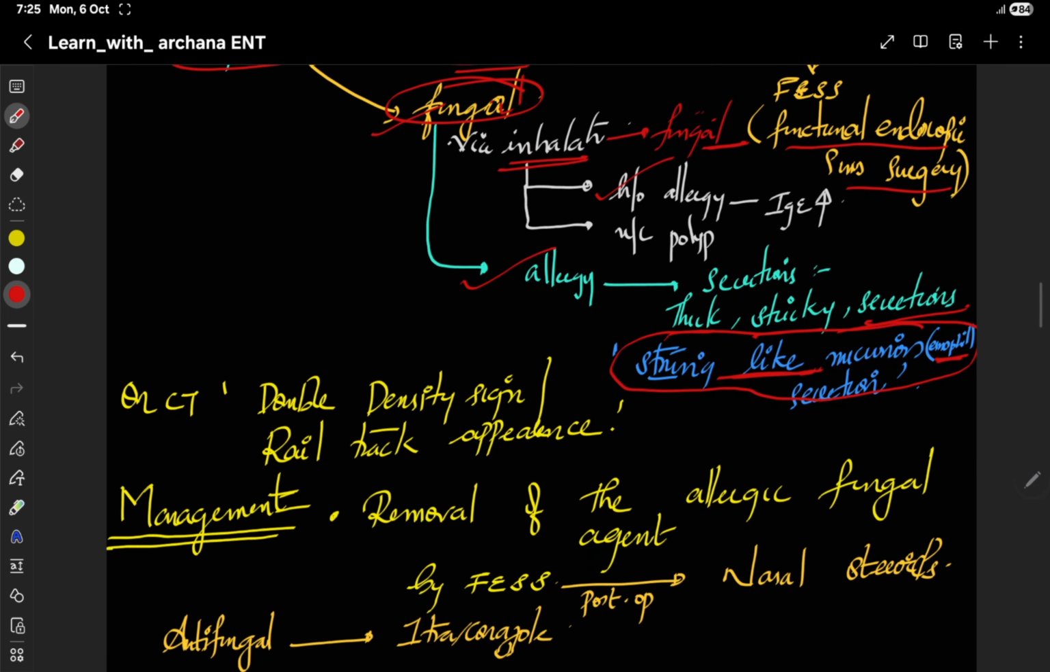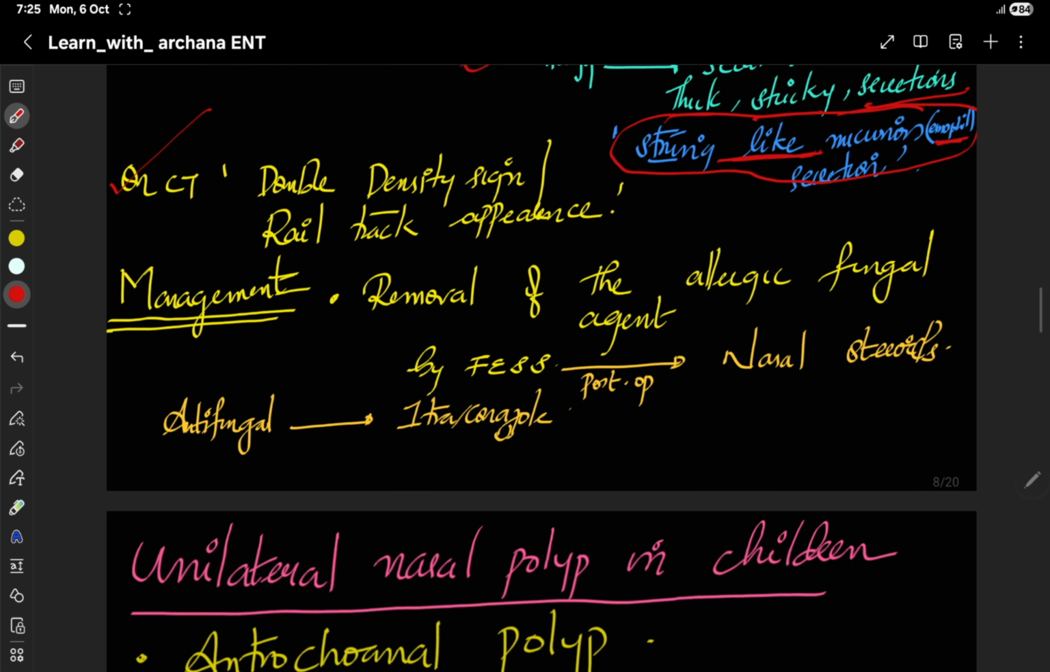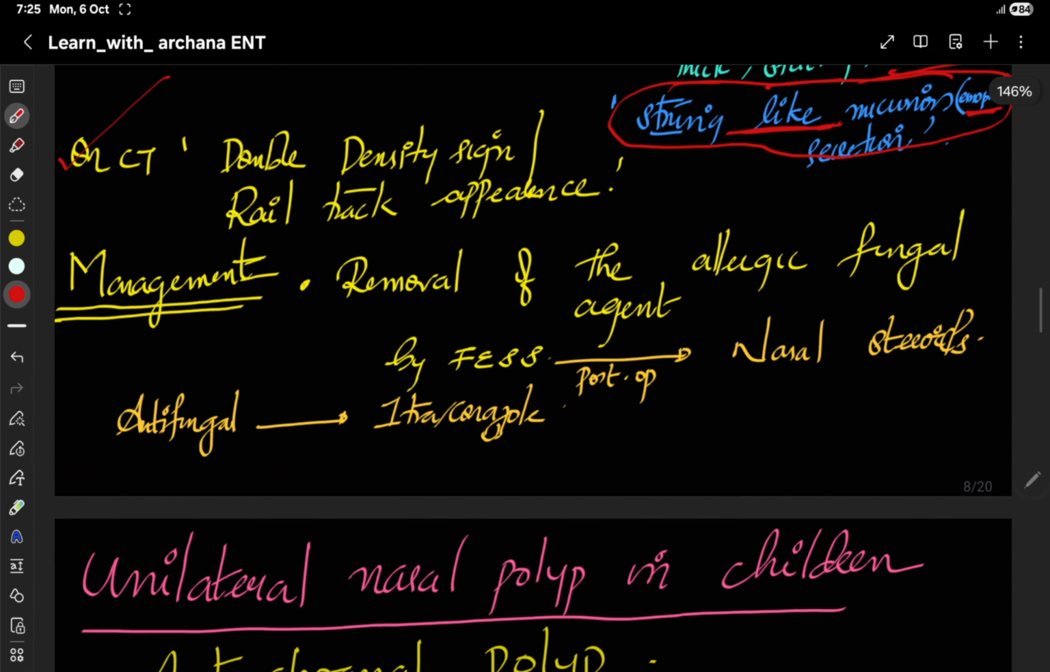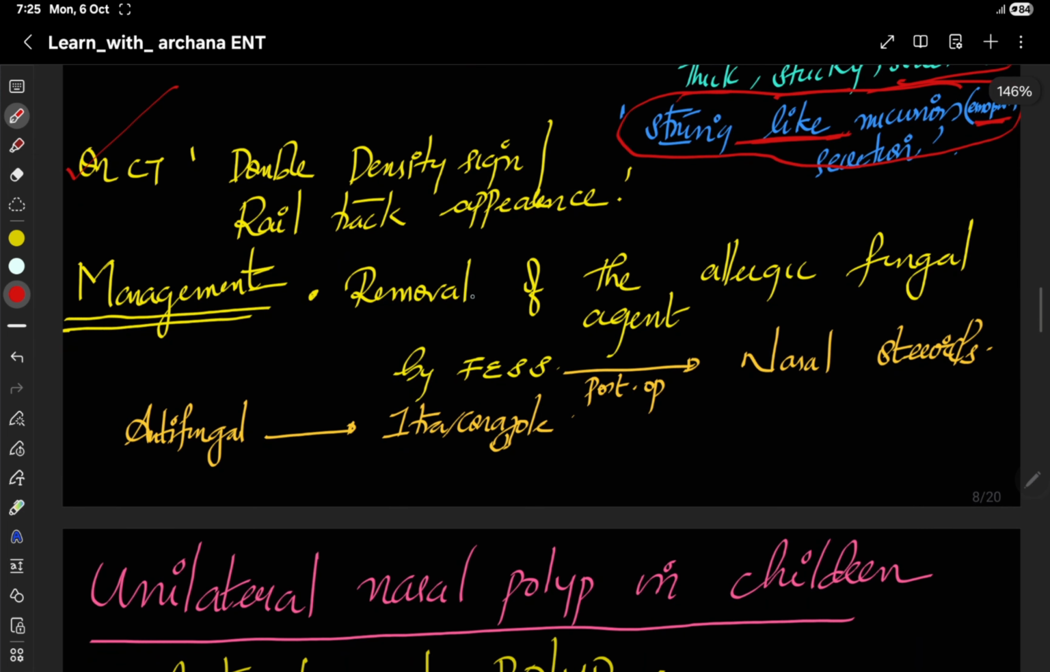Okay, what will be seen on CT scan? There will be a double density sign or rail track appearance. What is the management? Do we have to give any antibiotics? No, right? Because it is fungal and it is mainly due to allergy.